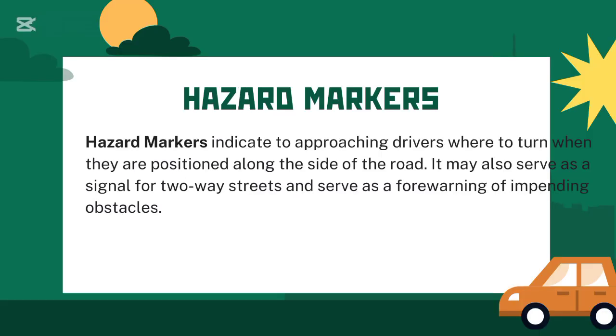So the last but not the least is the hazard markers. Hazard markers indicate to approaching drivers where to turn when they are positioned along the side of the roads. It may also serve as a signal for two-way streets and serve as the forewarning of impending obstacles.